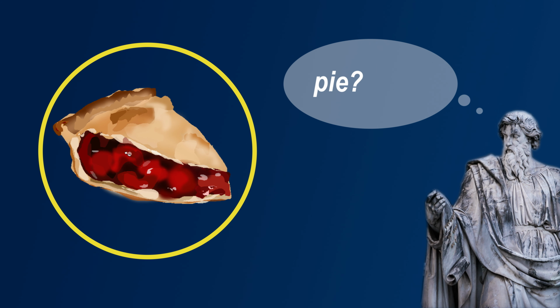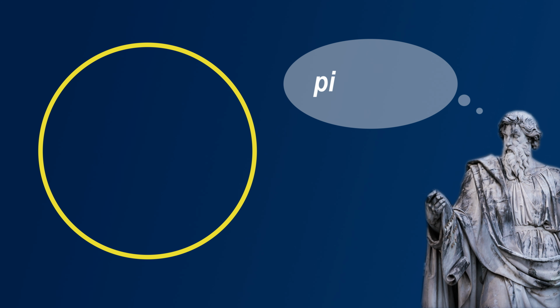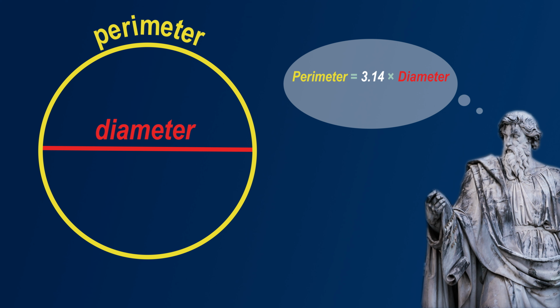Now for pi. No, not the kind of pie that you eat. Pi is a Greek letter that stands for a special number of 3.14. The ancient mathematicians discovered that the perimeter of a circle is 3.14 multiplied by the diameter. So the first rule is the perimeter of a circle equals pi multiplied by the diameter.